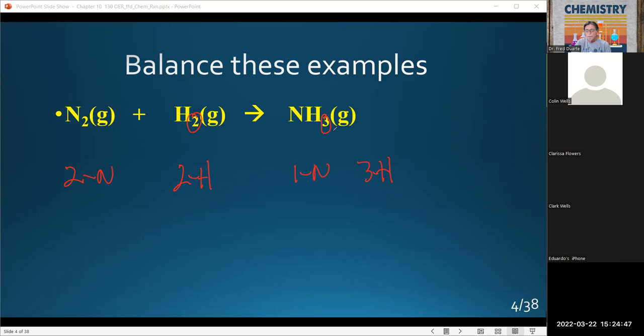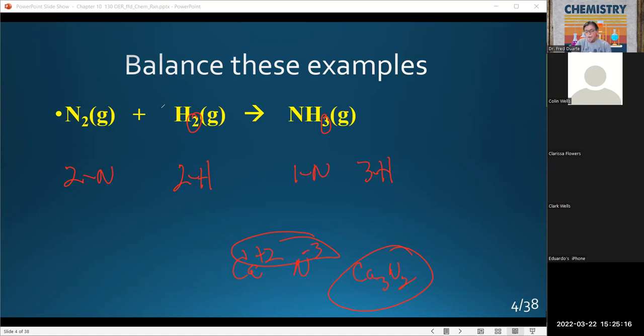Guess what? Remember that when we were putting formulas together, like calcium and nitride, and we ended up with Ca3N2 as a formula, we had to find a common number. Well, you have a similar situation here, because I have a 2 and a 3. The common number here obviously will be a 6.